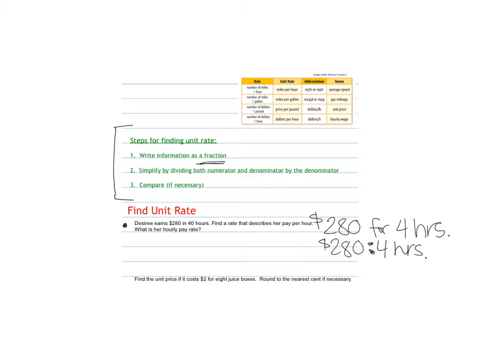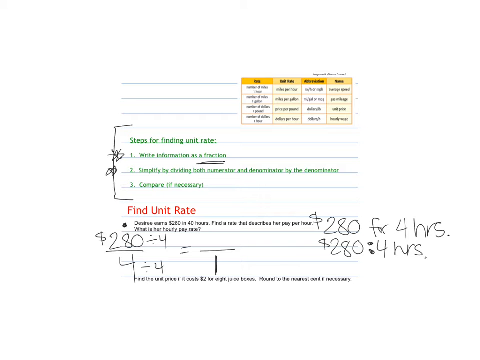So her hourly rate, we have to write 280 over 40 because we first write it as a fraction. Then we divide both the numerator and the denominator by the denominator. So we divide both by 40. And the reason why we do that is because if we divide everything by the denominator, that means the denominator is always going to equal 1. So 40 divided by 40 is 1. And then we have 280 divided by 40.